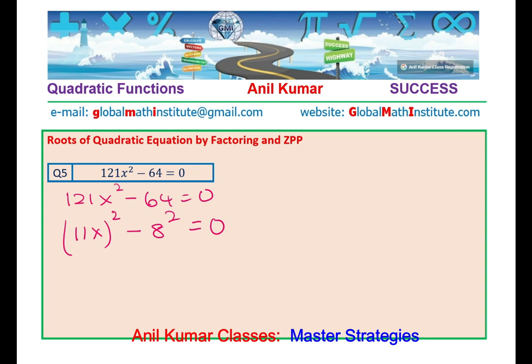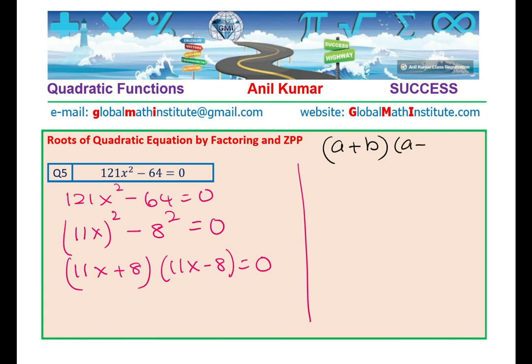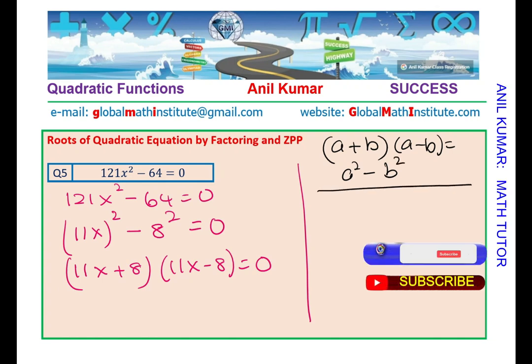So I could not take 64 to the other side and then do square root. That was not allowed. We have to factor. Now this is difference of squares, and therefore we could write this as 11x plus 8 times 11x minus 8 equals to 0. Equating each to 0, we can get the solution. Difference of square, you remember, a plus b times a minus b is a square minus b square. So that is what we used here, correct?